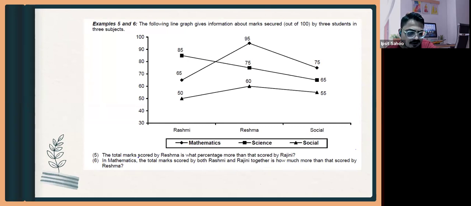So let us see this. The total marks scored by Resma is what percent more than Rajni? So Resma's total you had calculated. Guys, this is Rajni, not social, there is just an error here. It is saying the total marks of Resma. If you remember, we had calculated this. This is 95.75? That is 100 plus 70, 170 plus 60, that is 230.